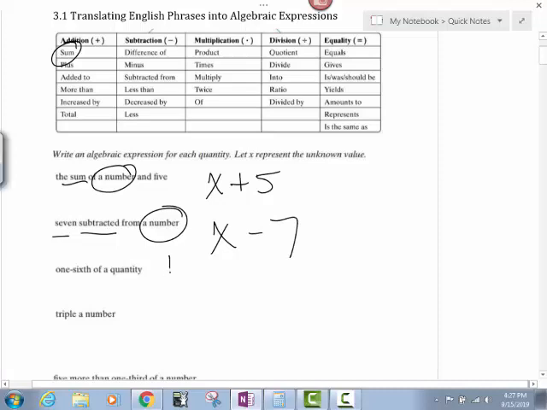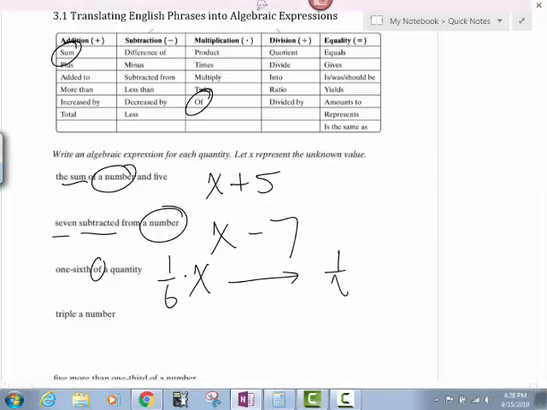1/6 of a quantity. So I'm going to write 1 over 6 of. If I look around here, of means to multiply. A quantity is going to be my unknown number. 1/6 times x. We can also write it as 1/6 with the letter x right next to it. Triple a number. Triple means we're going to multiply it by 3. So 3x.